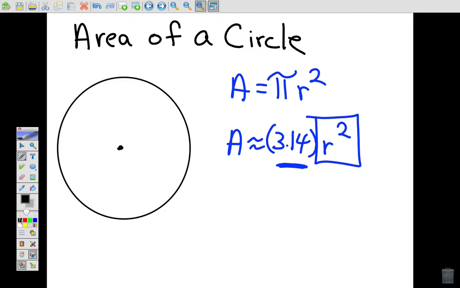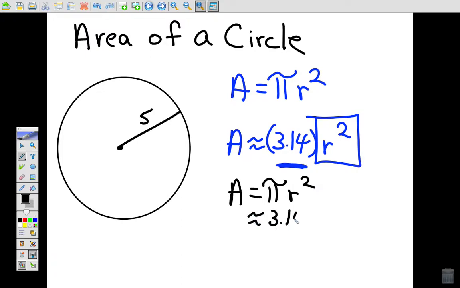So for example, in the circle that I have to the left, if the radius of that is 5, let's say it's 5. Well, what we're going to do then is the area would be equal to pi times the radius squared, or in other words, 3.14 times the 5 being squared. So you're going to square the radius, take that answer times 3.14.